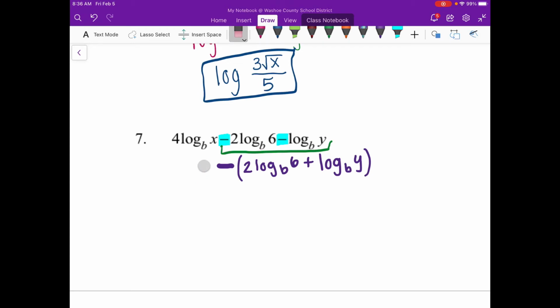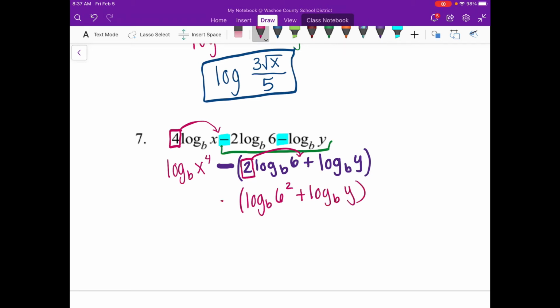Actually, let's go back and fix this really quick. We know that anytime there's a coefficient in front of the log, that can become an exponent. So I'm going to say that that's log base b of x to the 4th. And now I can start simplifying things. This technically also means that that is an exponent there. So that is also actually log base b of 6 squared plus log base b of y. And then everything else here is the same.